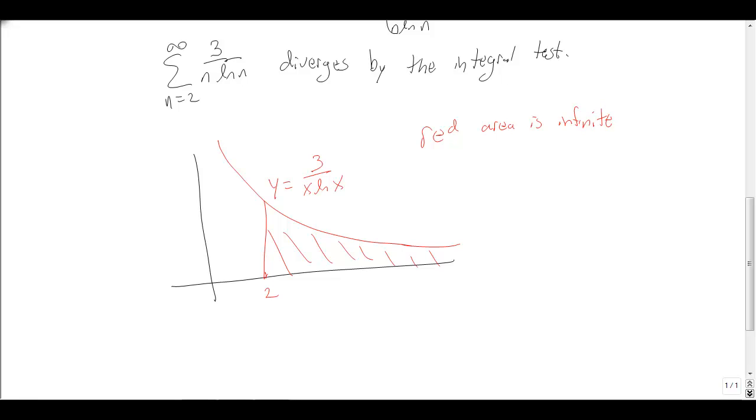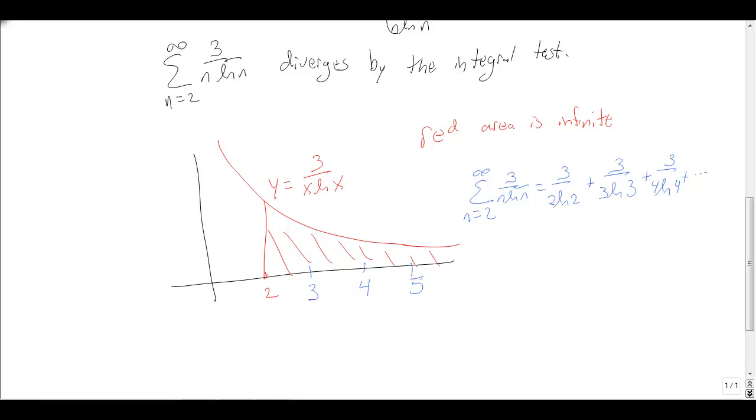Well then, let's maybe do this in blue. This series here, what's this? It's the summation from n equals 2 to infinity of 3 over n log n. If you plug in 2, you get 3 over 2 natural log 2 plus 3 over 3 natural log 3 plus 3 over 4 natural log 4, and so on here. So what's going to happen here is this 3 over 2 natural log 2, well, that's if I plug in 2 for x here.